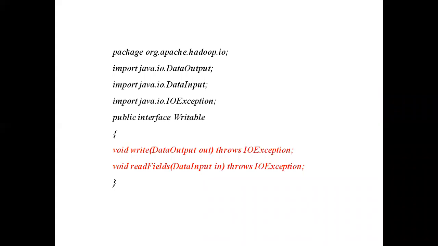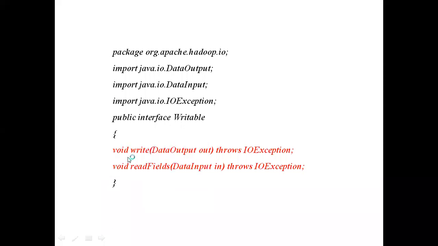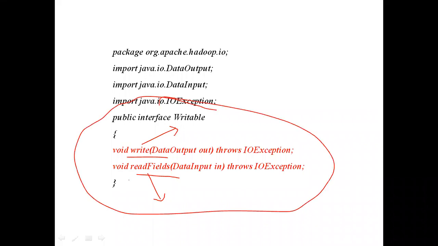When we come to the writable interface, the syntax will be like this. The writable interface contains two abstract methods. One is the write method, the other one is the readFields method. The write method is used for achieving serialization. The readFields method is used for achieving deserialization. The writable interface contains these two methods, and they are used to achieve serialization and deserialization.